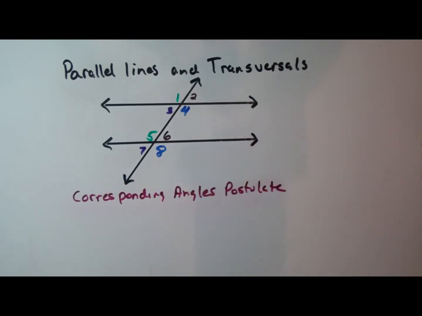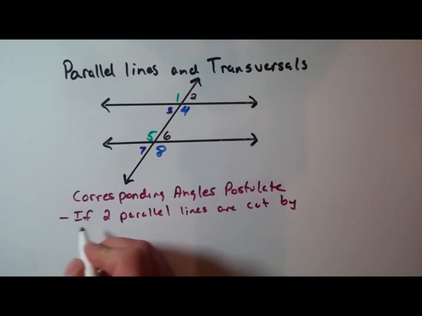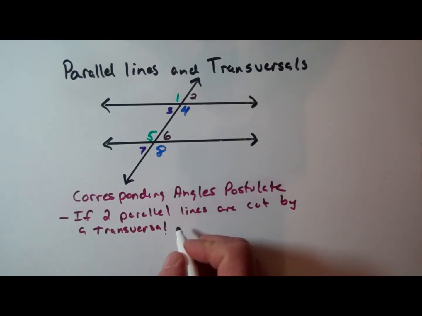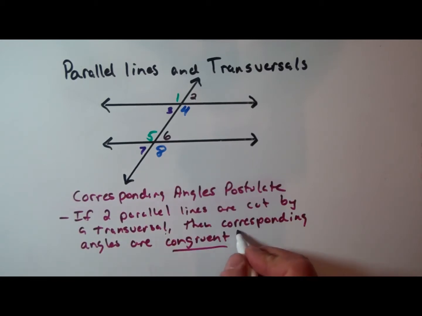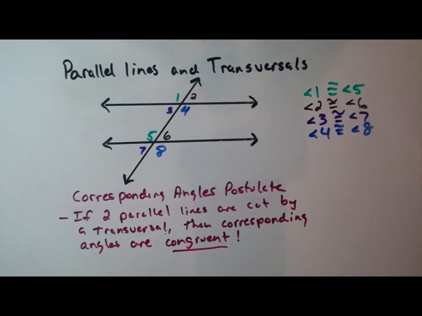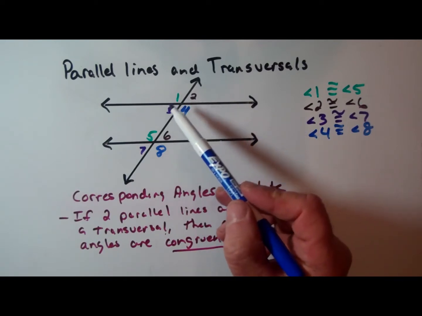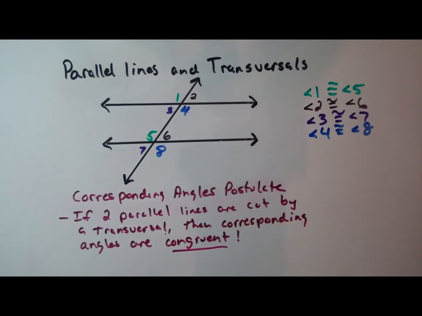Now don't be scared. All this means is that if two parallel lines are cut by a transversal, then the corresponding angles are congruent. So angle 1 is congruent to angle 5, angle 2 is congruent to angle 6, angle 3 is congruent to angle 7, and angle 4 is congruent to angle 8. Now remember, the corresponding angles are in the same position, just on a different parallel line.